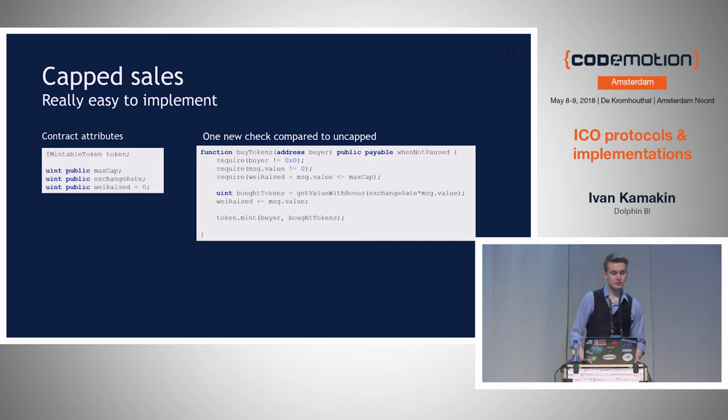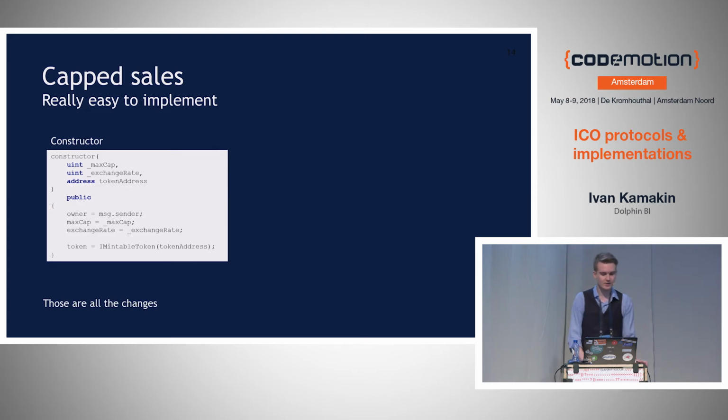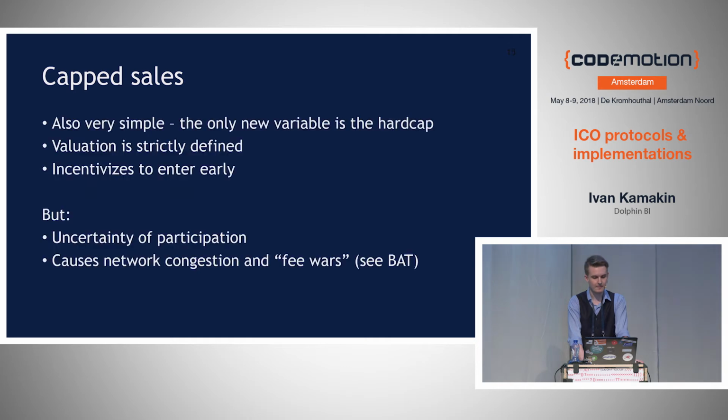In capped sales, we don't have to change much from the uncapped sale to make it work. Basically, there is a new attribute, the max cap. There is a small change in the buy tokens function, which is a new check that checks whether the new contribution exceeds the maximal cap. And we also have to change the constructor to accommodate this new attribute. And those are all the changes that you have to make.